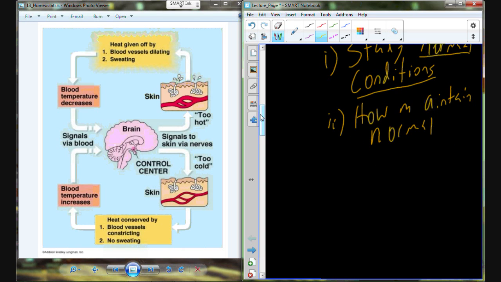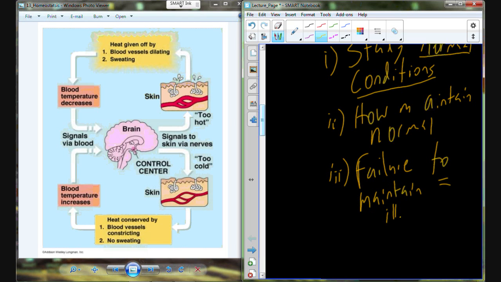So homeostasis is this idea that we are going to maintain the normal condition. And if we deviate from that normal condition, this is going to lead into another subset of physiology called pathophysiology. And that's basically going to be disease. So a failure to maintain homeostasis can lead to illness, and it also can eventually lead to death, or the antithesis of life.